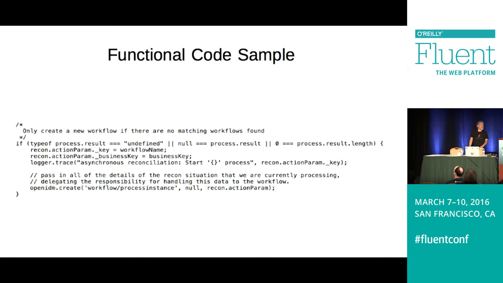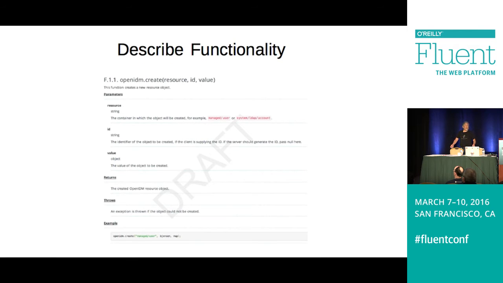Going further, another code sample. We use RESTful interfaces as well. Thus, the bottom line is an openidm.create function. OpenIDM is the name of our product, and we have a create function with certain parameters. If you think that helps deployers customize your project to their needs, document it. Describe the functionality of that.